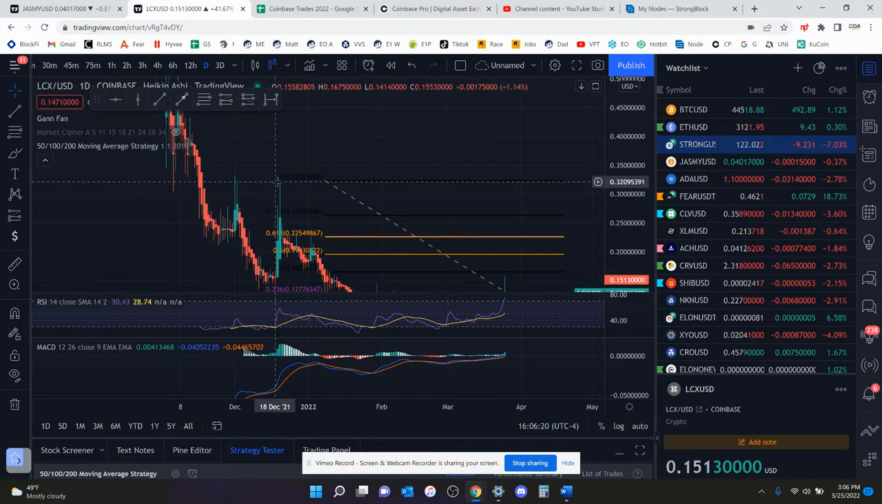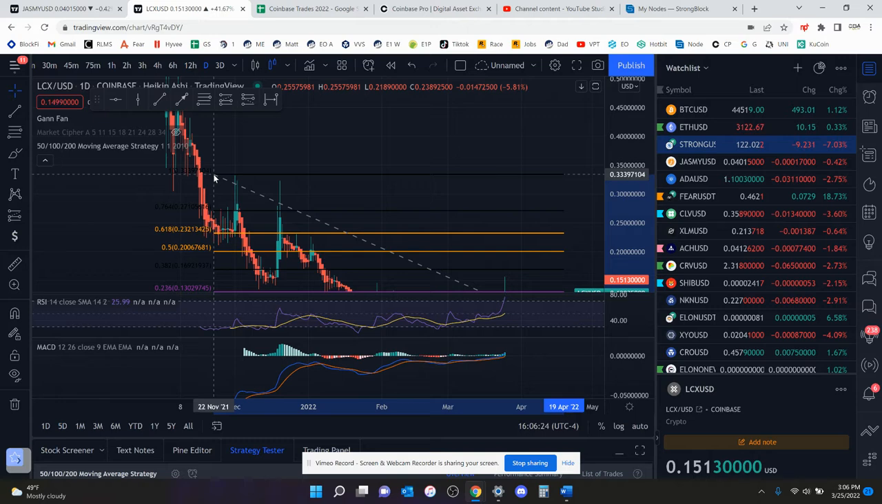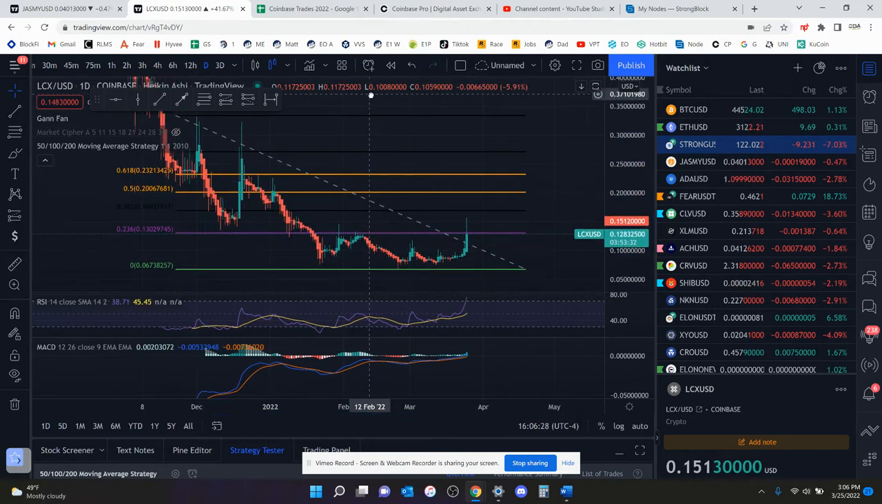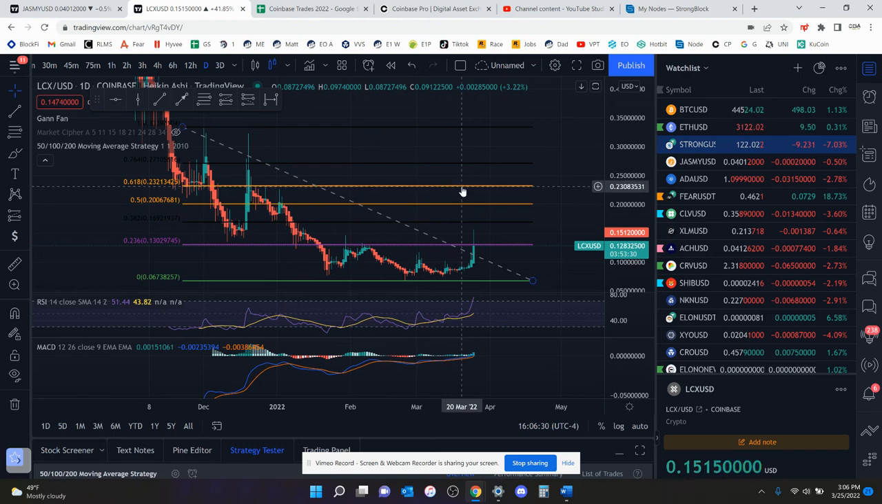All right, so I did the fibs from, actually, we'll do it to this peak over here. From the last major local high, which was 33.4 cents. Your 618 is all the way up here, 23 cents still. And that's kind of where that's at.